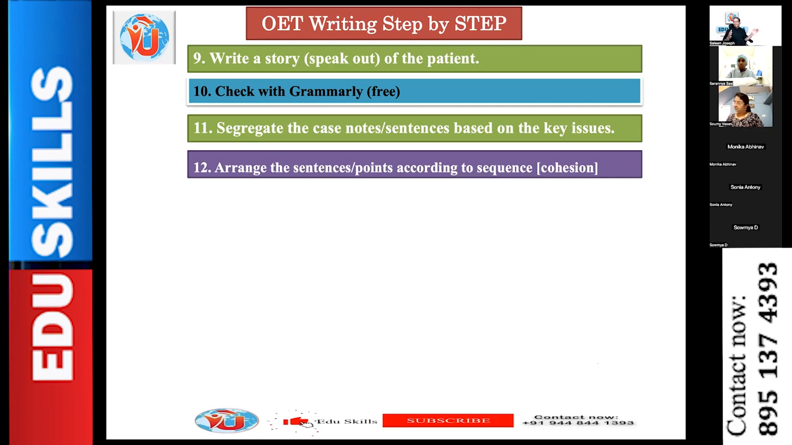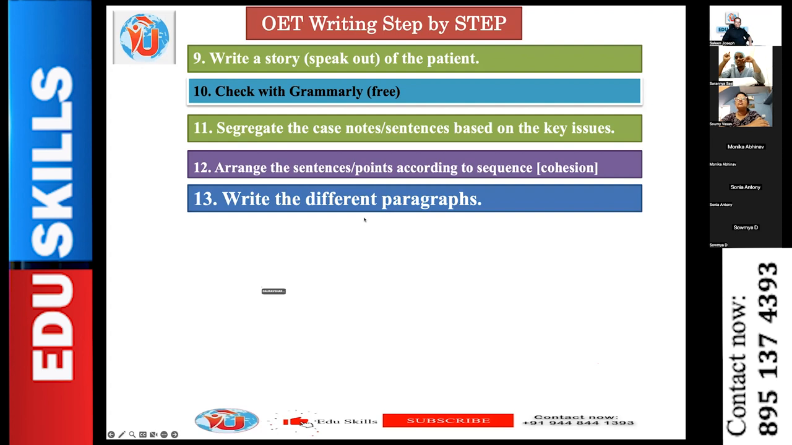Now you have segregated a particular main issue, for example, a mobility issue after a knee replacement surgery. Whatever is concerned with mobility and the synonyms, you have underlined and highlighted, and brought all those sentences together. Now you have to arrange them in a sequence, in an order. It starts with the complaints or the symptoms, then the investigations, then the results, then the medication, then the management, then follow-up care. In this sequence, you will develop the paragraph and write the different paragraphs.